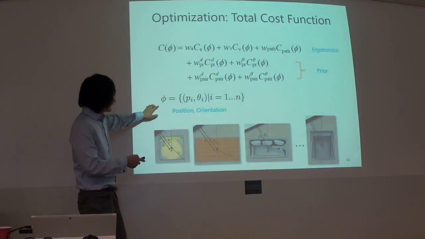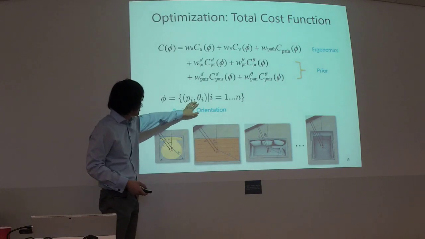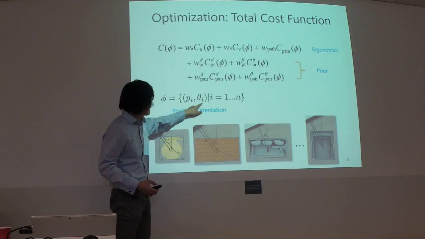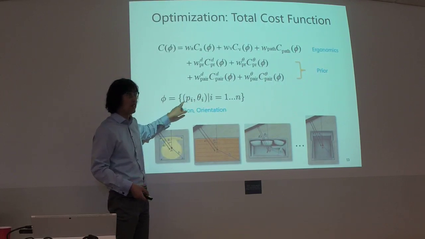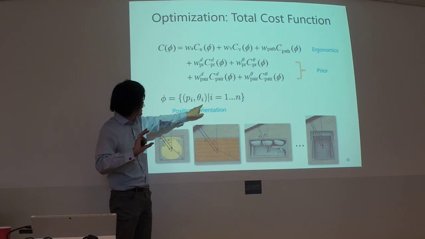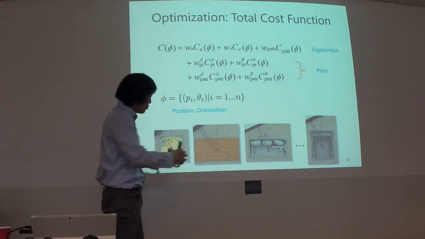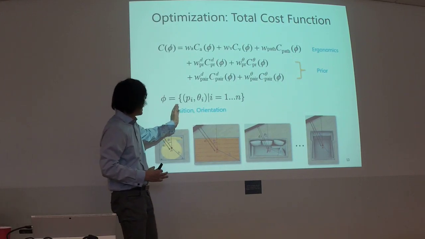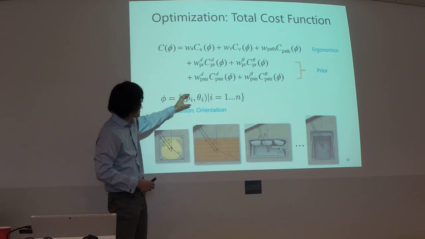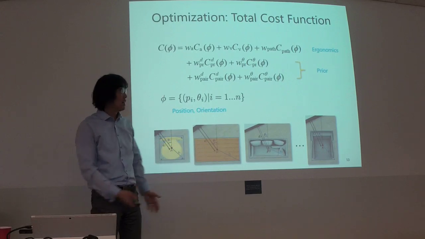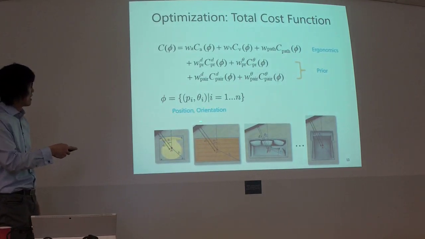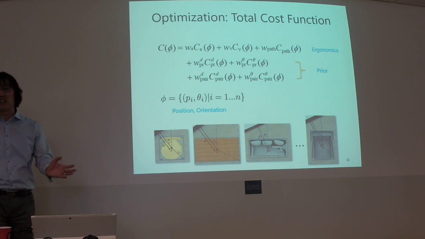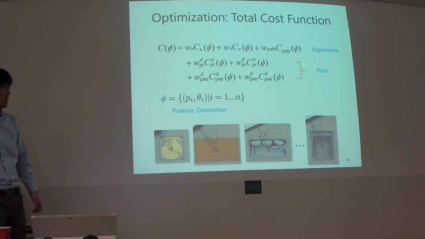And the variable here is this phi, which consists of two parameters. This is the set of furniture objects. For each of these, this denotes one furniture object. We have its position, and this is the orientation. So basically, this is the variable. If these variables change, then the arrangement will change. So we want to arrange the furniture objects such that they minimize the total cost function, which evaluates how good the design is. Okay, so this is the formulation.